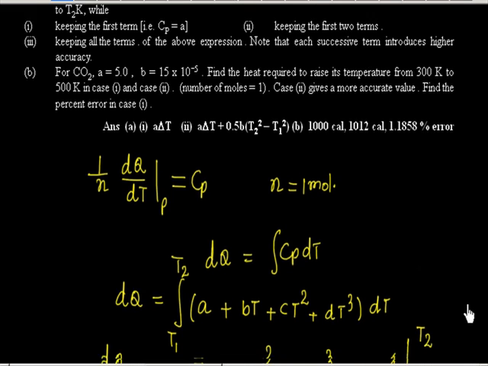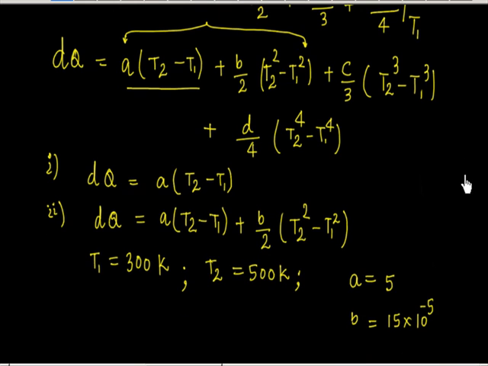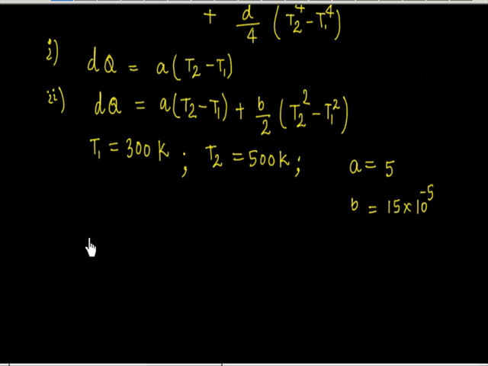Now we have to calculate the value in both cases. Let us say I can write dq in the first case: dq is A into T2 minus T1. A is 5 and T2 minus T1 is 200, so this is 5 into 200, which is 1000. So you will have this much amount of joules required, or you can say 1 kilojoule.